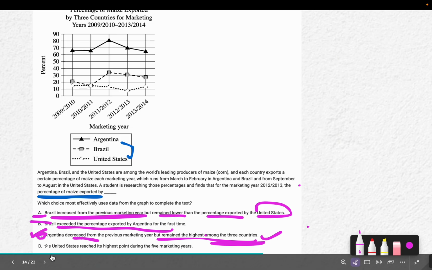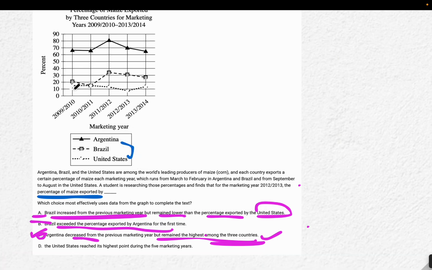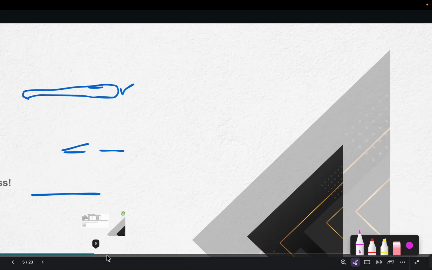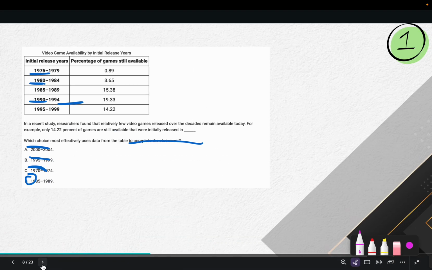For choice D, United States reached its highest point during the 5 marketing years. Okay, for this one, we're gonna look at United States and try to find the highest point. The highest point is either this or that. So I think it's this. Yep, the United States is 2010, 2011. 1, 2, 3. No. Okay, it did not reach its high point in the 5 marketing years. Nope, so answer choice D is incorrect. Sorry, guys.